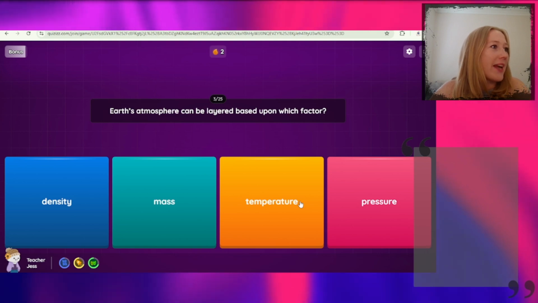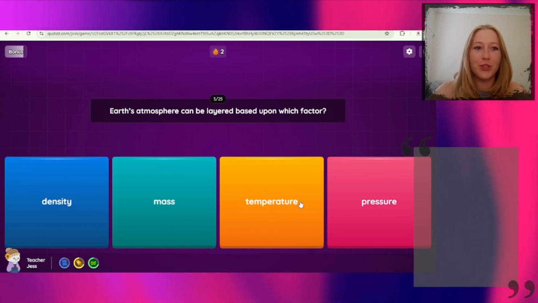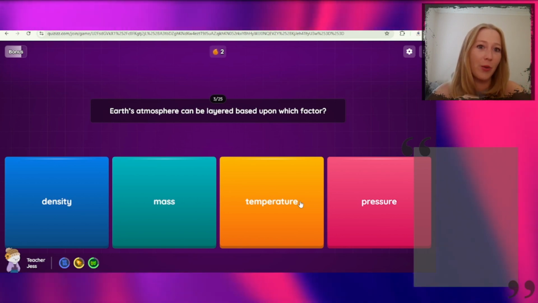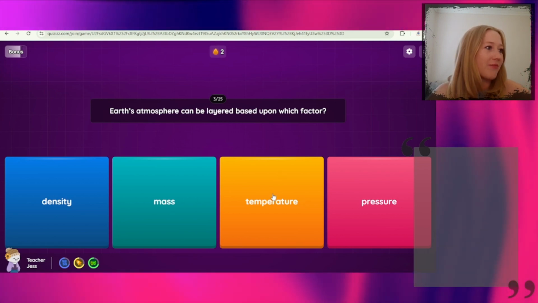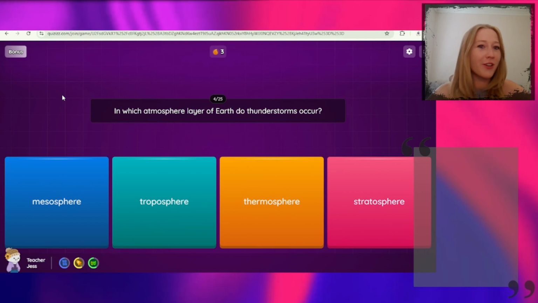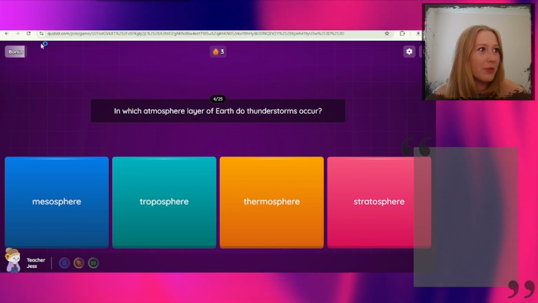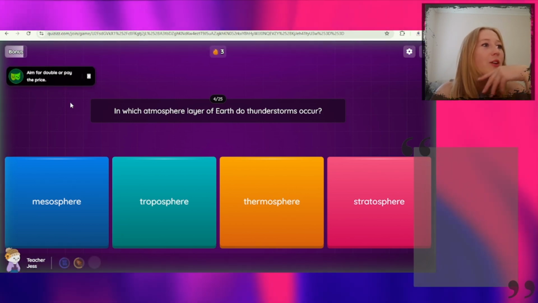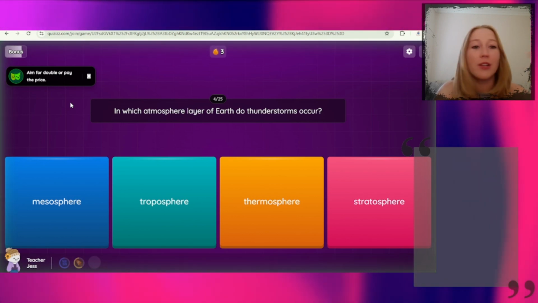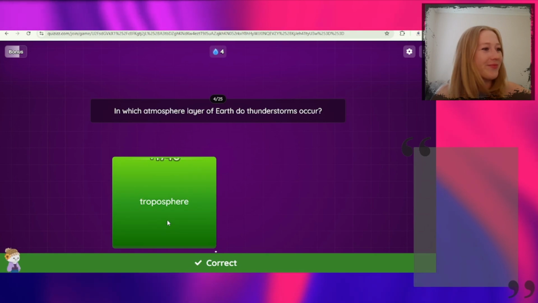Earth's atmosphere can be layered based upon which factor? I'm going to say temperature. So remember what I was saying, how the temperature keeps changing direction and was zigzagging? That's how we figure out where the layers are. So I'm going to say temperature. If I feel like these questions are too straightforward, I don't know. Let's do double jeopardy. There we go. In which atmosphere layer of the Earth do thunderstorms occur? Like I was saying, all our weather events happen in the troposphere. And I got double points.